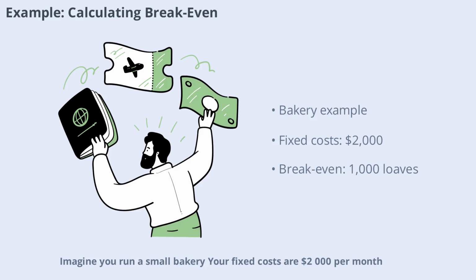Imagine you run a small bakery. Your fixed costs are $2,000 per month. Your variable cost per loaf is $1 and you sell each loaf for $3. Plugging these numbers into the formula, $2,000 divided by $3 minus $1 equals 1,000 loaves. That means you need to sell 1,000 loaves each month just to break even. Any sales beyond that point contribute to your profit. Let's explore what happens if your costs or prices change.